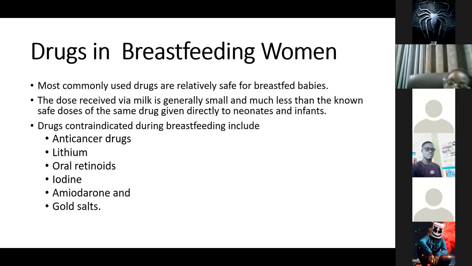So drugs in breastfeeding women: most commonly the drugs are safe for breastfed babies, because the dosage that goes into the breast milk is very small compared to the actual dosage that the woman is taking. However, some drugs are contraindicated during breastfeeding, and these include anti-cancer drugs, lithium, oral retinoids, and the vitamin A capsules that are used to treat acne, iodine, amiodarone, and gold salts.